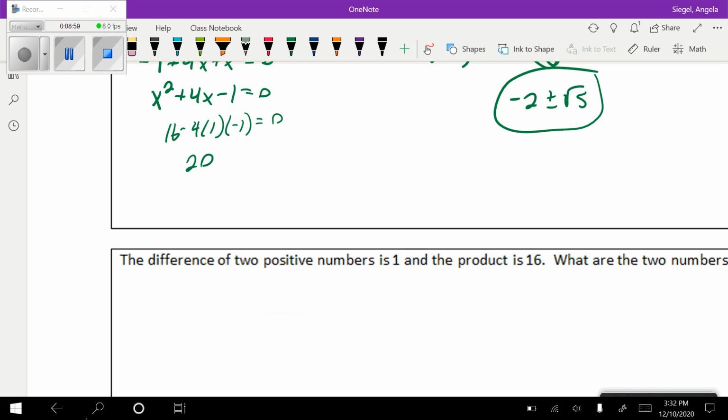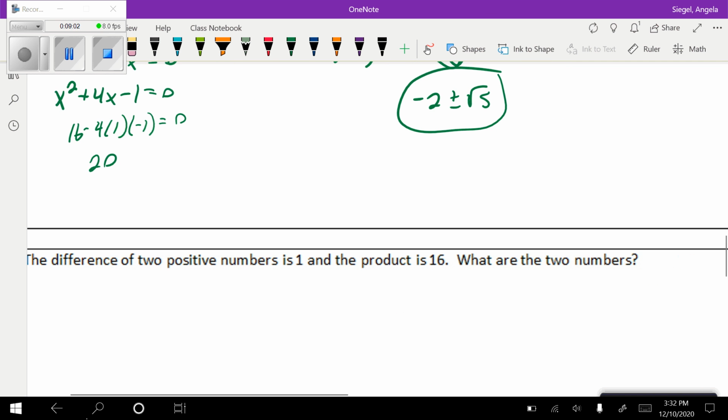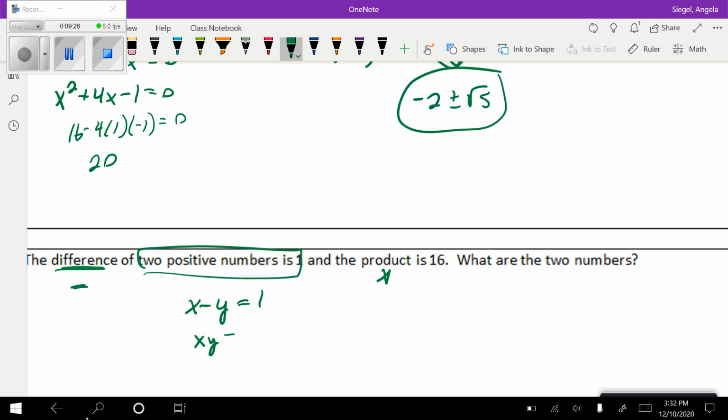Okay, now let's do a word problem, and this will be our last one. So the difference, so subtraction, of 2 positive numbers is 1, and the product is 16. Okay, so I'm subtracting 2 numbers to get 1, and I'm multiplying 2 numbers to get 16. So let's call the 2 numbers x and y. So x minus y is 1, and x times y is 16. So I think I want to use substitution. So I'll say x is 1 plus y and plug that in for x down here.